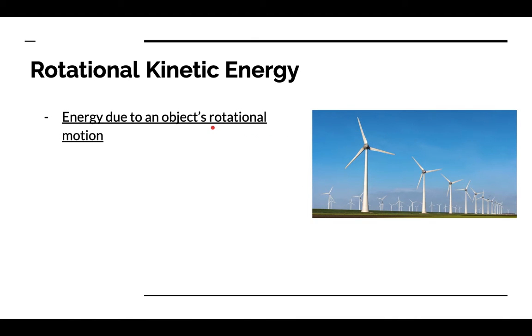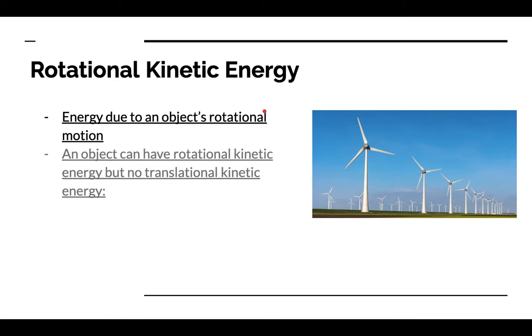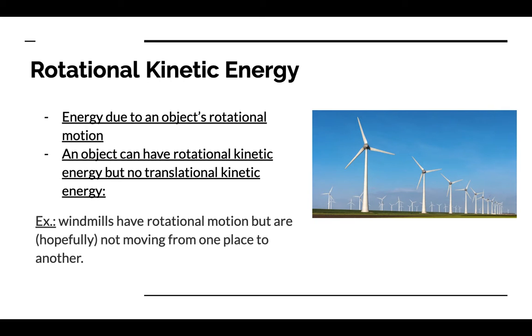This is what we call rotational kinetic energy. We get real creative with the names here. It's energy due to an object's rotational motion. So it is possible that an object, as we've just talked about, can have rotational kinetic energy but no translational kinetic energy. So for example, windmills can have rotational motion but are hopefully not moving from one place to another, because that's probably not a good thing.